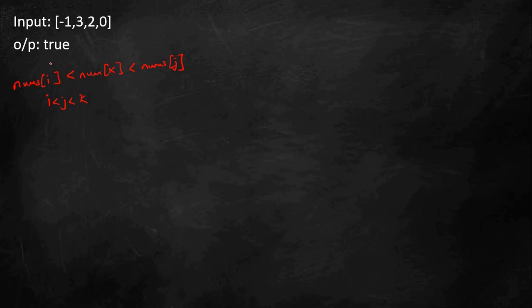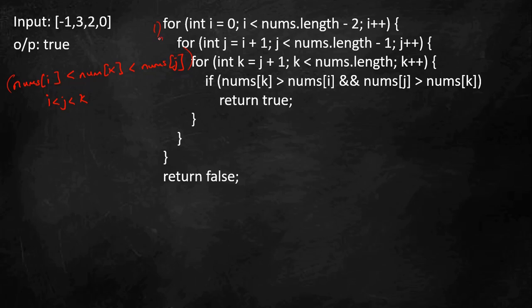So the simple approach will be to use 3 for loops and go through i, j and k in nested loops and check this condition, and if it is true then return true. The algorithm will look something like this. So we have 3 for loops, 1, 2 and this is the third one, and we can check inside the innermost loop whether the conditions are met, then return true. This is a simple brute force approach. However, since it is a nested 3 for loop, the complexity will be O(n^3), where n is the number of elements in the array.